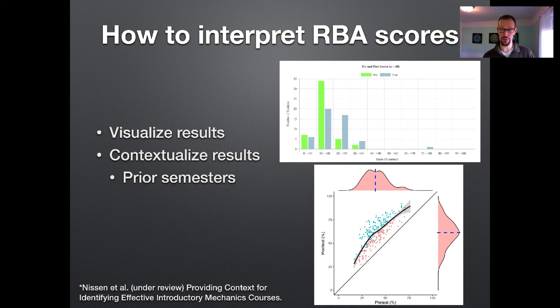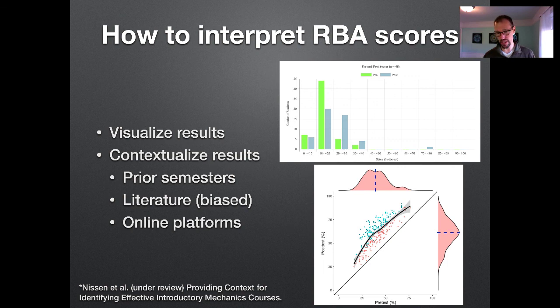You can also look at your own prior semesters. Say, how did you do compared to last semester, maybe after you made a change. You can look at the literature, but I'll give you a warning that the literature is biased towards research-intensive institutions. You can also use these online platforms, like the figure on the right, which is a little more representative than what's in the literature, with a full spectrum of pre-test scores. So we actually recommend that sort of comparison rather than just going to the literature.